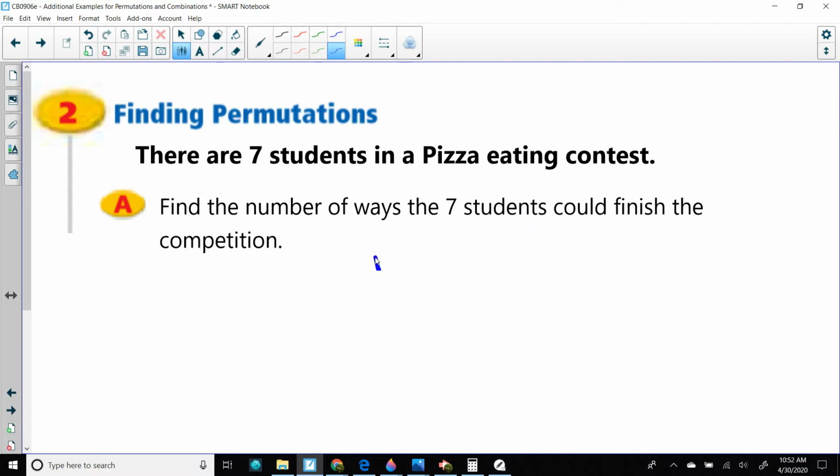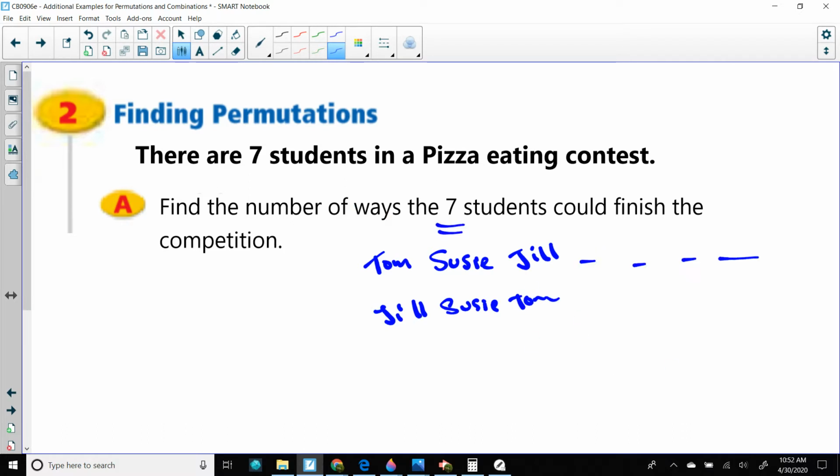So you could have Tom finish first, and you could have Susie finish second, you could have Jill finish third, and so on and so forth. Or you could mix it up so that Jill is first, Susie's still second, and Tom is third, and so on. But there's 7 students, so you need a list of 7 kids going this way. So first of all, you determine, does order matter or not? In this case, since you have a first, second, and third place, order does matter, and so we would use a permutation. There are 7 students, and they're considering all 7 places.